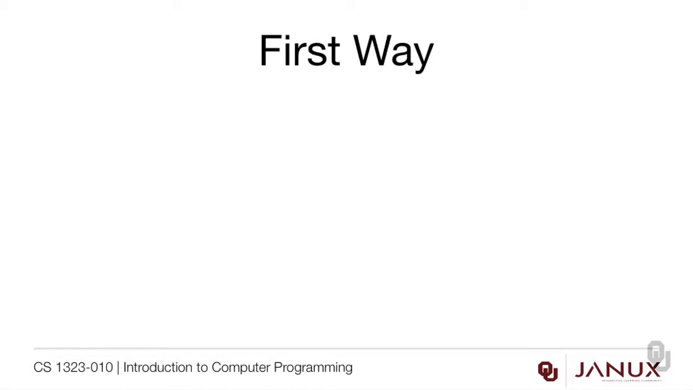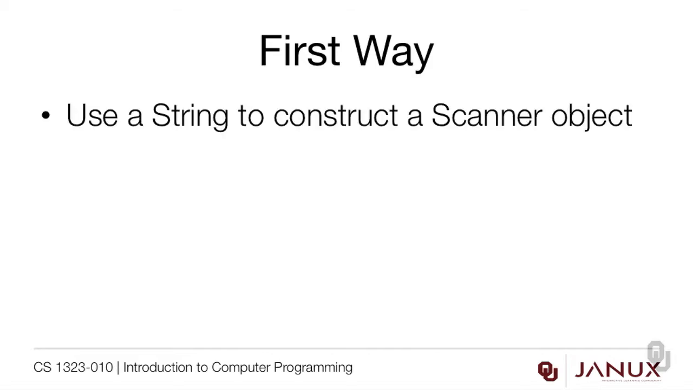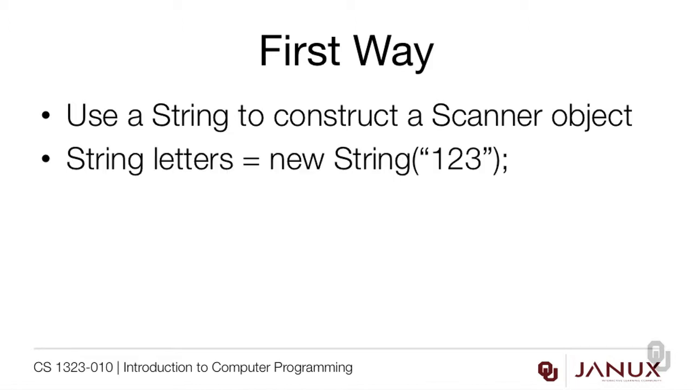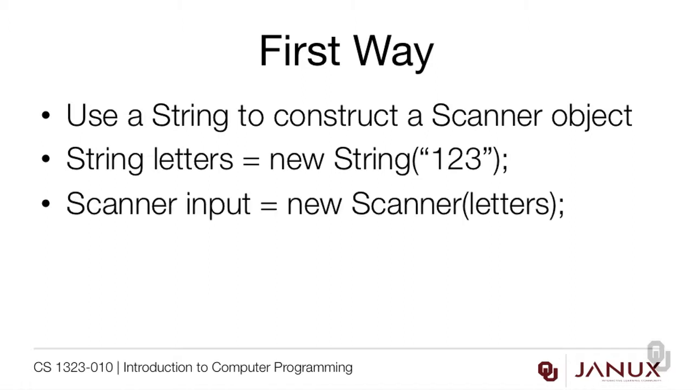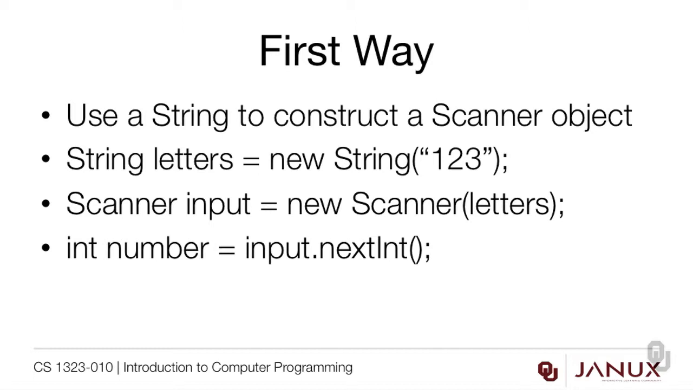So here's the first way, and this way is almost a cheat because it uses something we already know. We can actually use a string to construct a scanner object. So we could do String letters equals new String("123"). Then use that string to create a scanner. So we'll have Scanner input is new Scanner of letters. So instead of putting System.in in there, we're putting the string letters in. Then we have int number equals input.nextInt(). So that takes our scanner object input and pulls the next integer out of it. Well, the next integer is 123, and that's what gets stored in number.